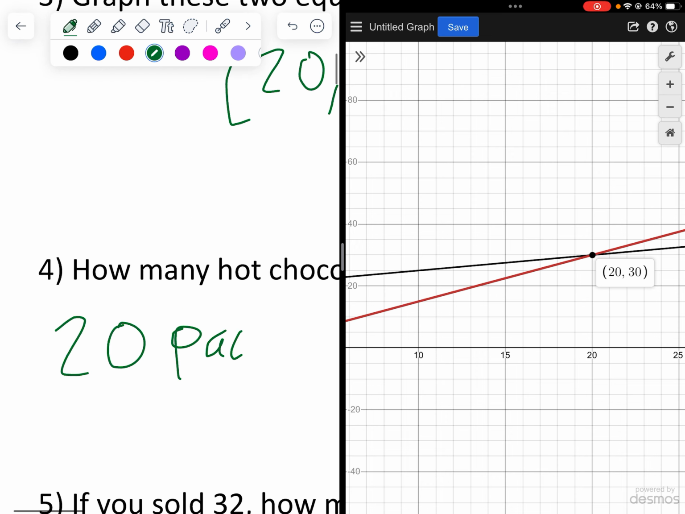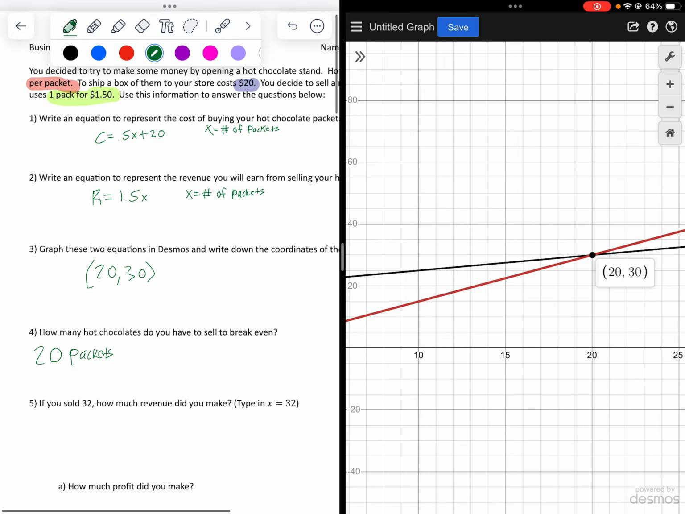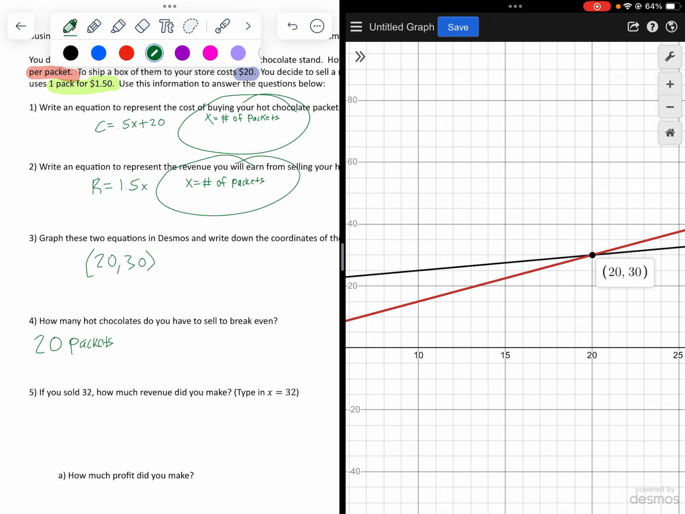So that's at 20 packets, okay? Because up here, x was our number of packets, right? So our x value is 20 in our point.